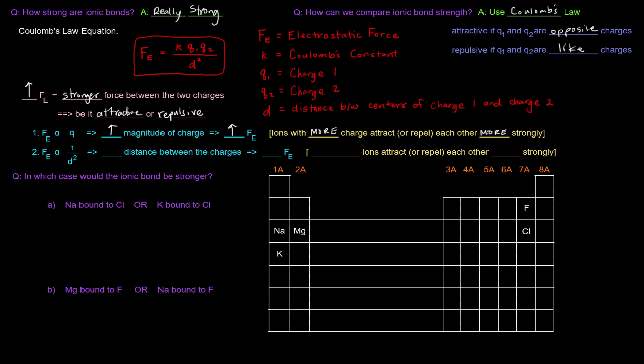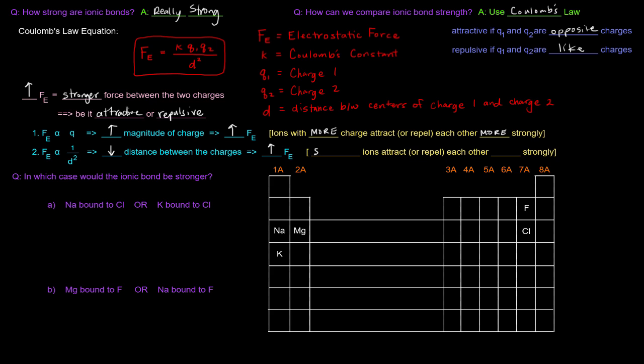Okay. Now, electrostatic force is also proportional to 1 over d squared, or 1 over the distance between the two charges squared. So what does that mean? Well, a decrease in the distance between the two charges, which means a smaller d value, means we're dividing by a smaller number, which would make Fe bigger, right? So a shorter distance will give us a larger electrostatic force.